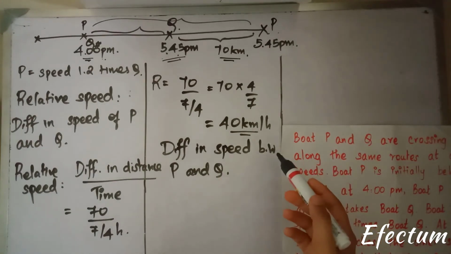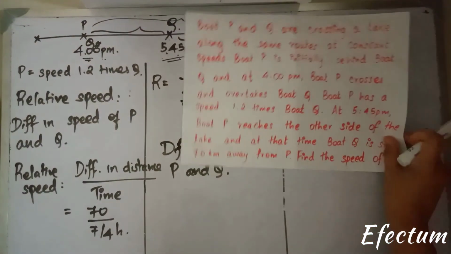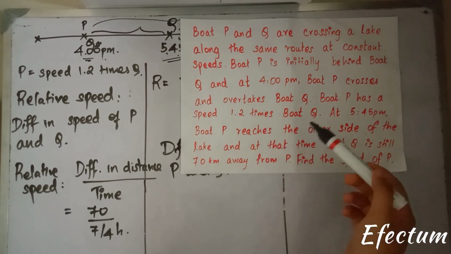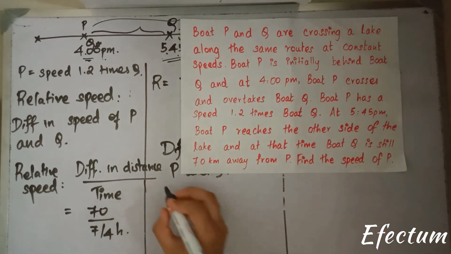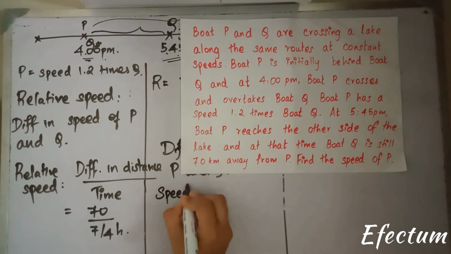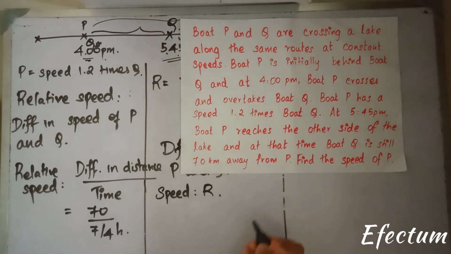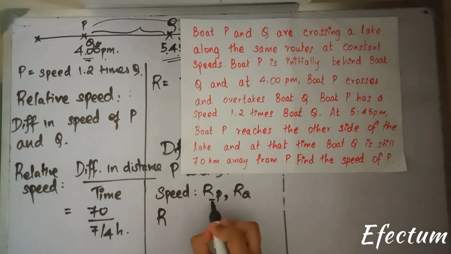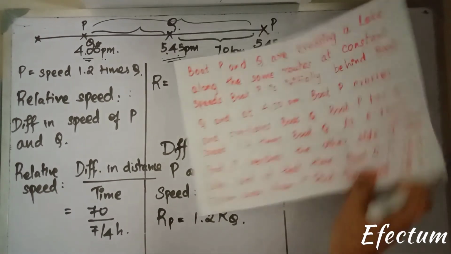Now let's proceed on with the problem. We have found out the difference in speed between P and Q. The question gives us another clue, and that is boat P has a speed 1.2 times that of boat Q. Let's represent speed as R over here. The speed of P is 1.2 times that of speed of Q. So we'll have RP and RQ. This is the speed of P and this is the speed of Q. RP will be equal to 1.2 times that of Q, so 1.2 into RQ.